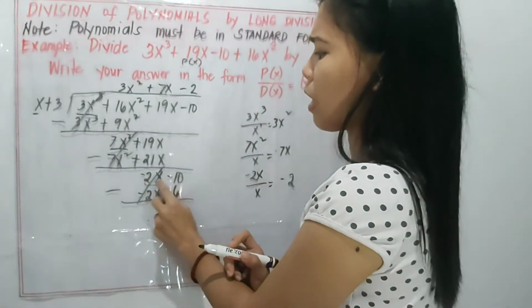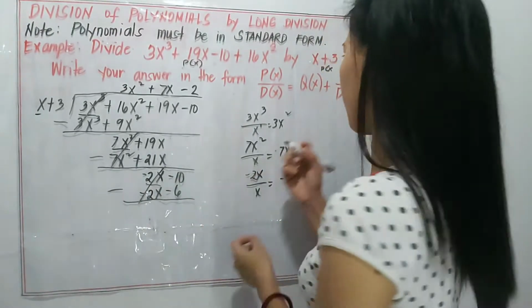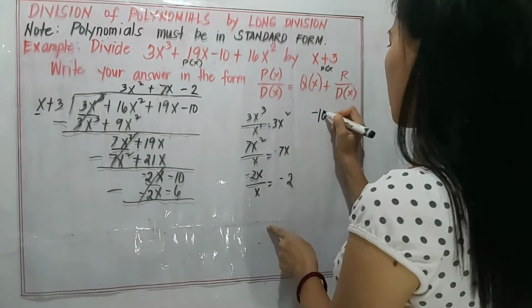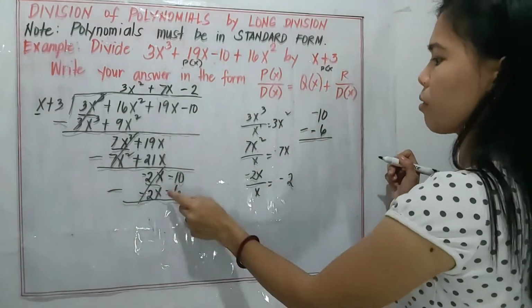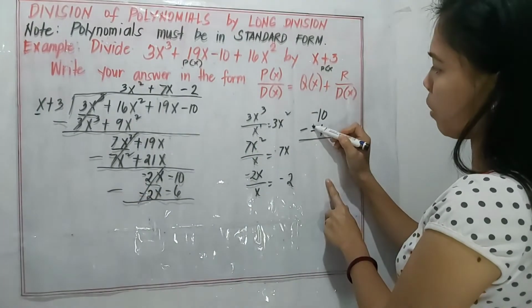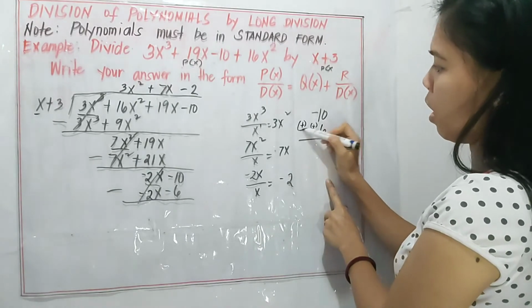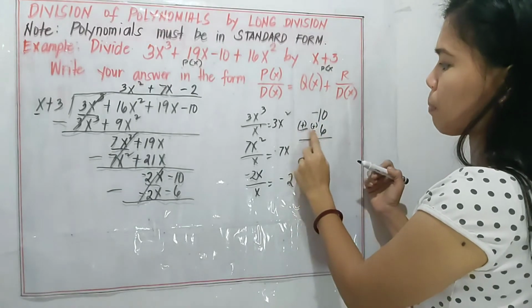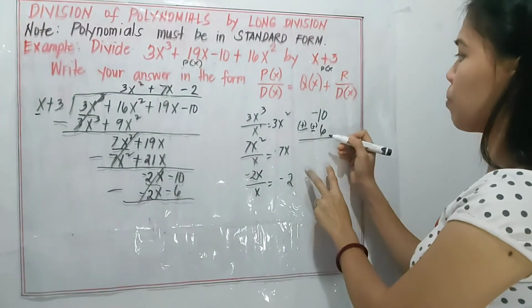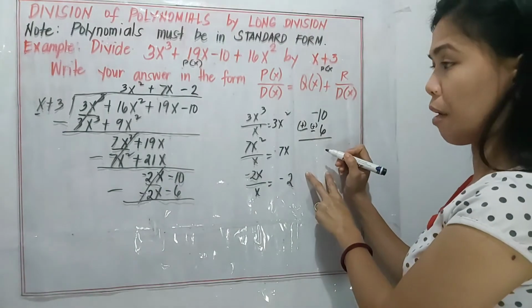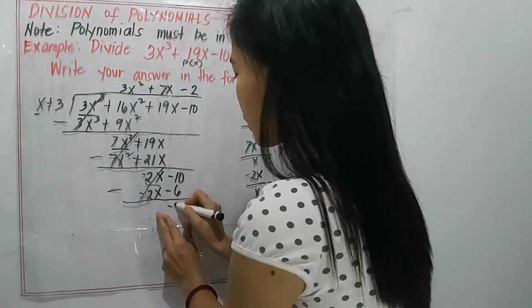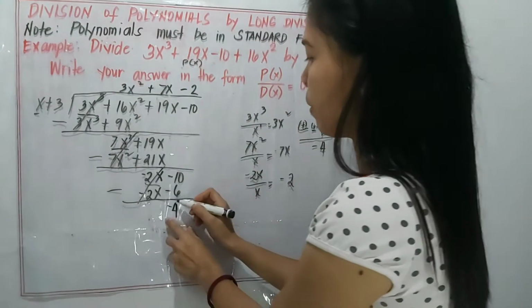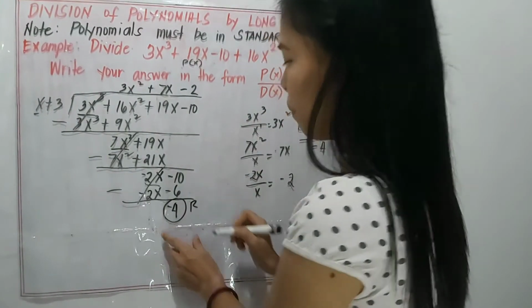Pero yung negative 10 minus negative 6, baka ma-confuse kayo, pwede kayong gumamit ng scratch paper. Okay, negative 10 minus negative 6. Change the sign of the subtrahend, proceed to addition. Negative 10 plus positive 6 is subtraction, copy the sign of the bigger number. So, negative 4 ang sagot. So, since wala na kayong pwedeng ibaba, this will be our remainder.